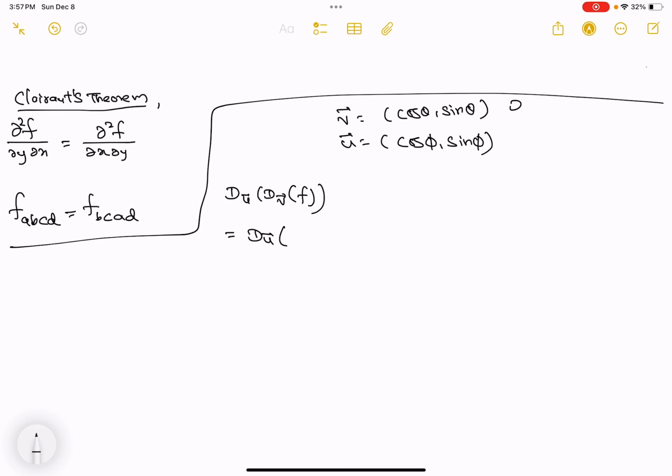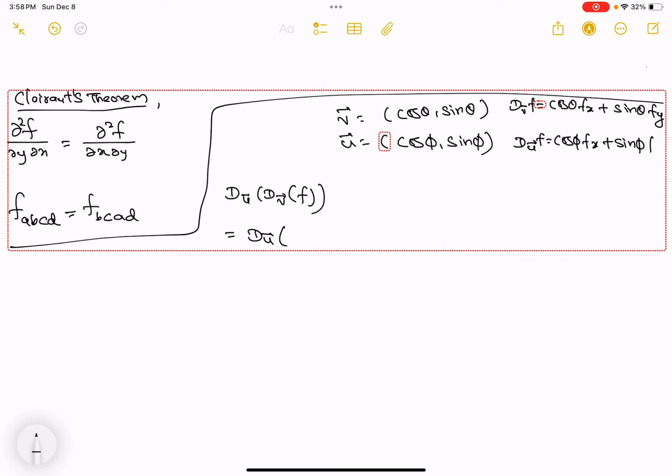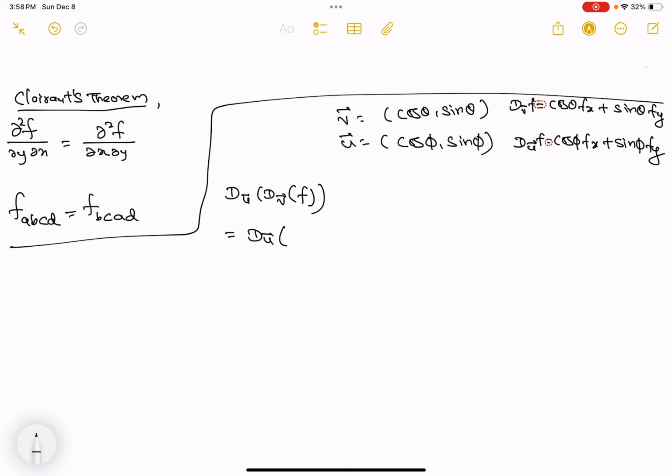The directional derivative with respect to b of f is just cos theta fx plus sin theta fy, right? So the directional derivative with respect to u of f is just cos phi fx plus sin phi fy. Okay, now let's do this. So we know that with respect to b, it's just cos theta f sub x plus sin theta f sub y. Now for this one, this will just be cos, now you use this definition, right?